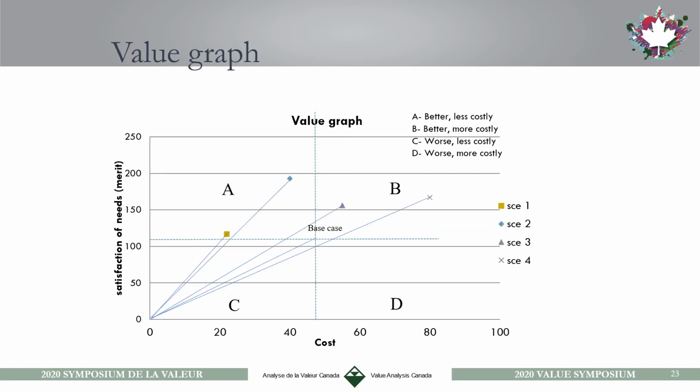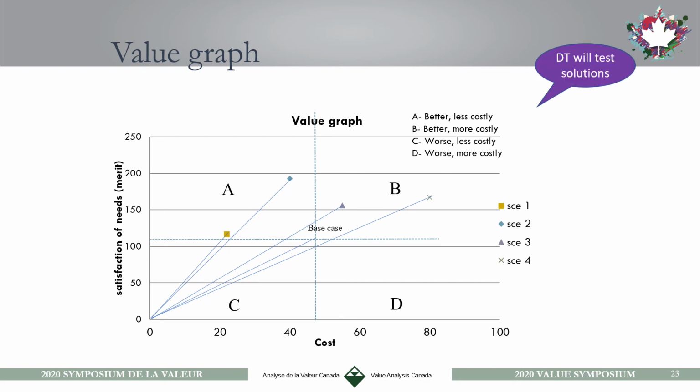So the last thing that we do in the value engineering process is the value graph, where we can compare the different solutions and find the one that has the best value. There's two here that have much more value than the base case. The slope represents the value by comparing the level of satisfaction of the needs over the cost. So these two are very interesting solutions. This one, not too bad. This is the base case, and this one has less value than the base case, so it should be rejected.